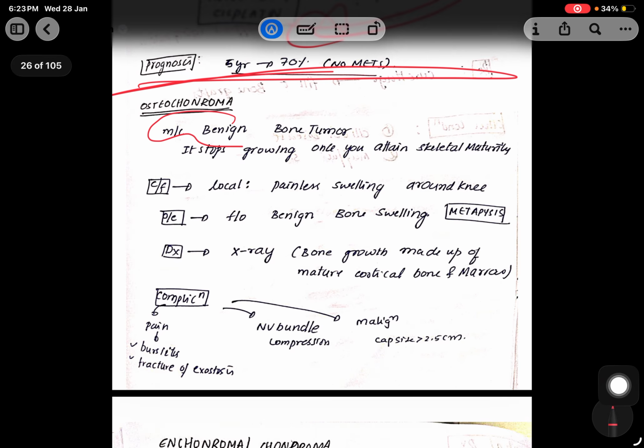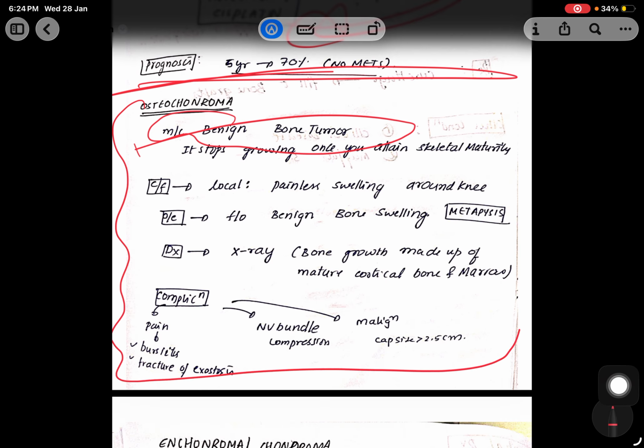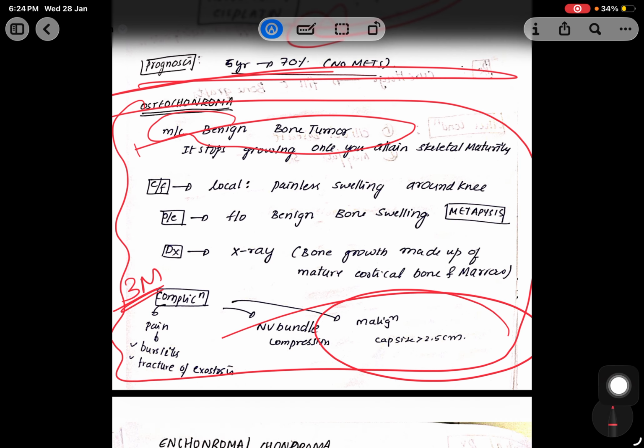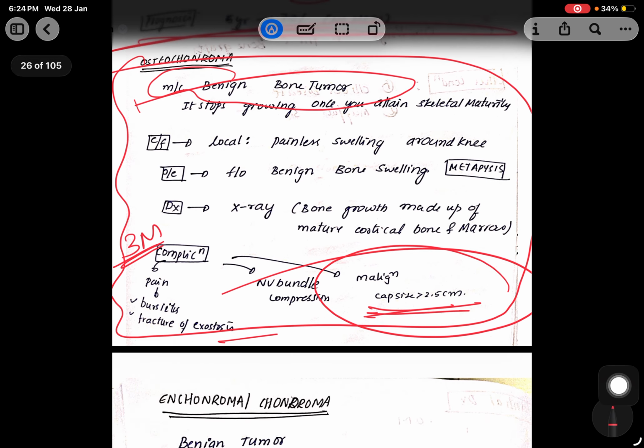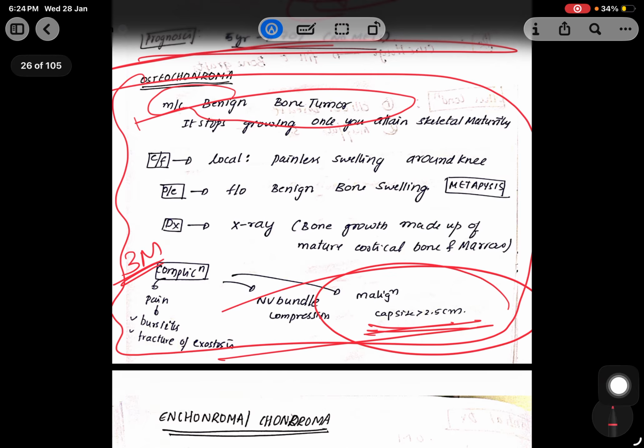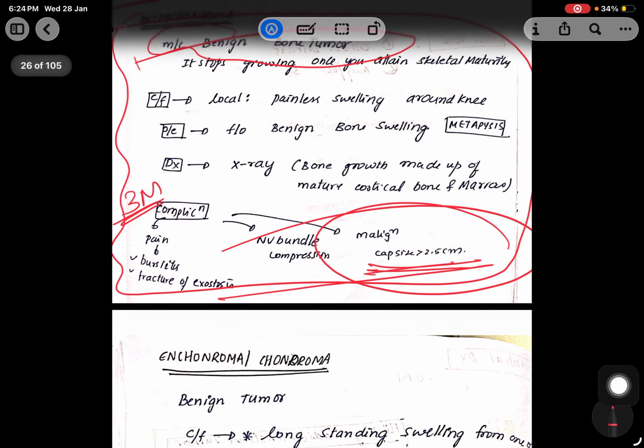Osteochondroma, it's the most common benign tumor. Okay, again, the same thing. I am not explaining this well because it's not that important. But one important thing for 3-marker is how will you assess whether it's benign or malignant. If the cap size is more than 2.5 centimeter, or if there is any evidence of the tumor growing large, then you have to suspect whether it's going from benign to malignant. These are the complications. Okay, you can just write about that. So for 3 markers, make sure you know what to write and what not to write.